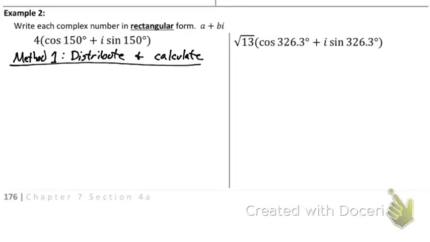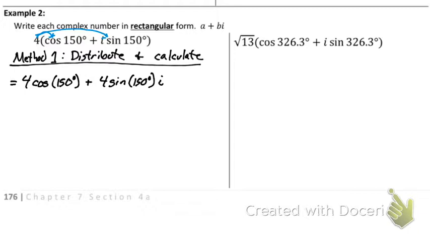It is what it says. Distribute this 4 to both items. So we're going to distribute that 4 here. And here, I'm going to change the order just a little bit. So we're going to have that equals 4 times cosine of 150 degrees, plus, I'm just going to change this to 4 times sine of 150 degrees. And I'm going to move the i to the other side so we can see what is being multiplied.